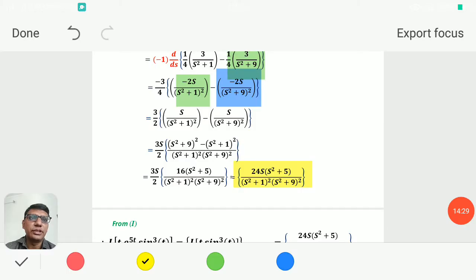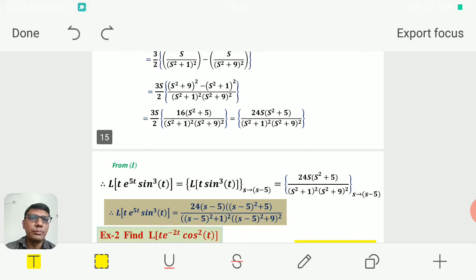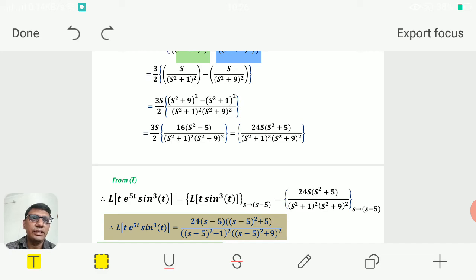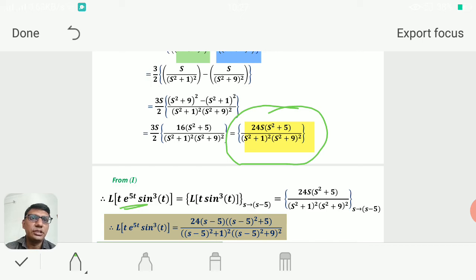So that is one example of f(t) multiplied by t with the shifting property. Here at the last we apply the shifting property because our original example is t into e raised to 5t sine cube t. Here we found the Laplace of t sine cube t, which is this part. Now we apply the first shifting property to this portion, because our original example is e raised to 5t into t sine cube t.